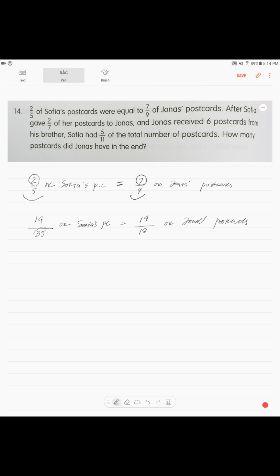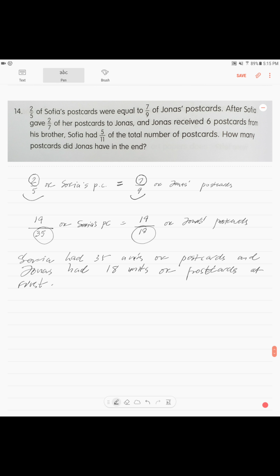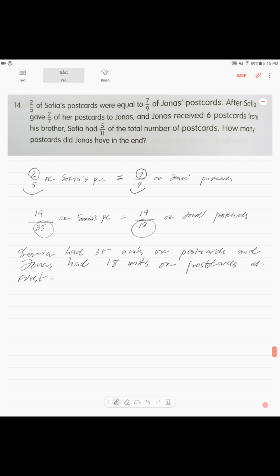And we can clearly see now from our denominators how many units of postcards both of them had. All right, let's write it down. Sophia had 35 units of postcards, and Jonah had how many? 18 units of postcards at first. Yeah, at first. Okay, right? What is the next thing?